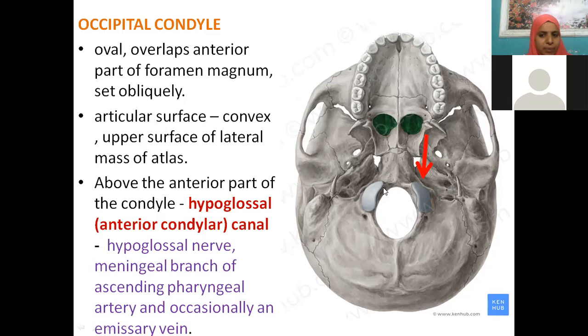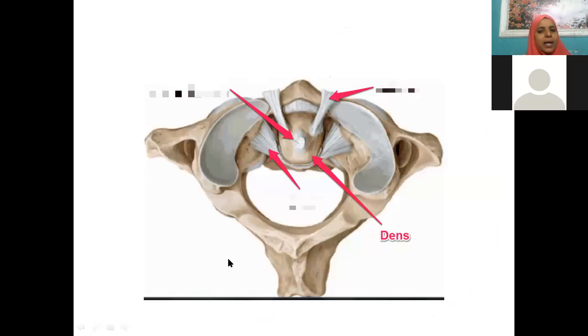In front of them, can you see here, there is a hole, you call it the hypoglossal canal, also called the anterior condylar canal, which gives passage to the hypoglossal nerve. That is more important. If you can remember, you can also write the meningeal branch of the ascending pharyngeal artery, occasionally emissary veins. Behind, what did I say? Posterior condylar canal. If this is the anterior condylar canal, this will obviously be the posterior condylar canal.